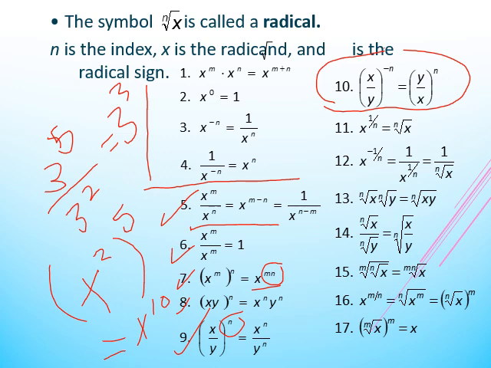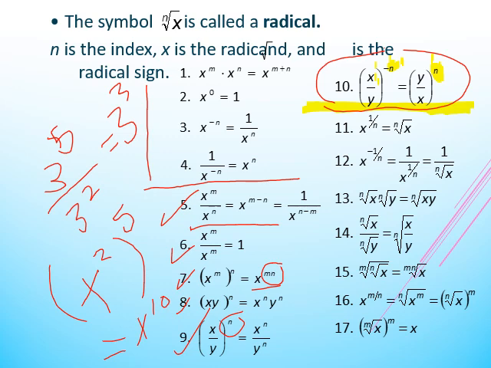X over y all to the power negative n, a negative power. We want to get rid of the negative exponent, so we make it y over x all to the power positive n. The numerator becomes the denominator and the denominator becomes the numerator. So just flip the fraction, and the power will be positive. With this rule number 10, we have all the rules related to exponents.